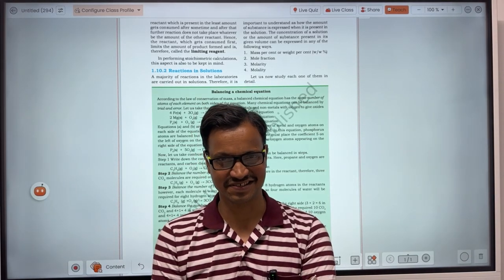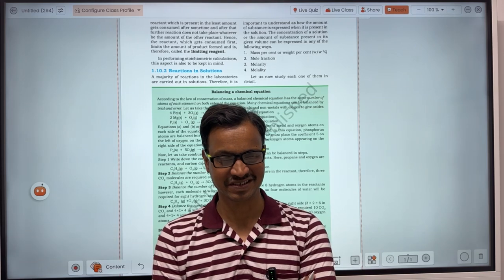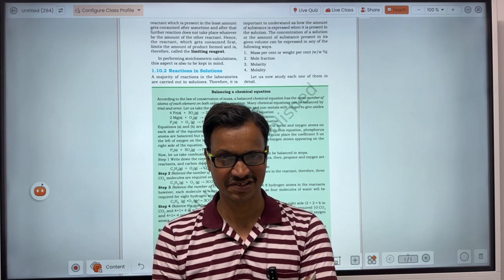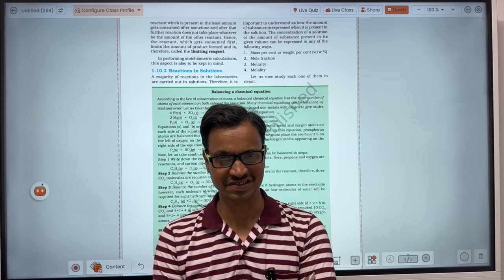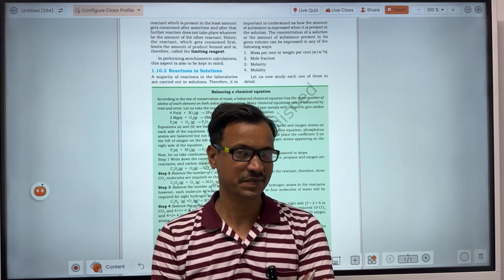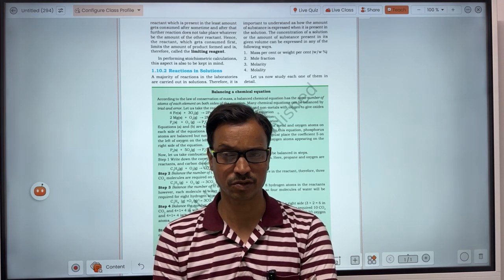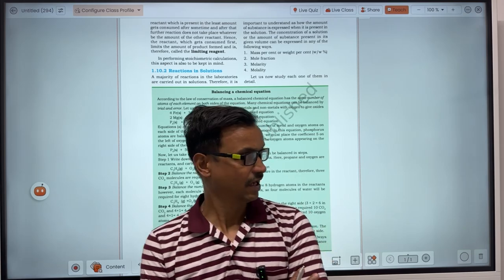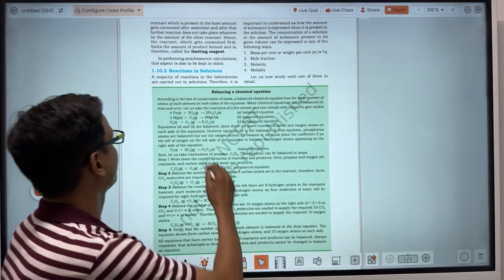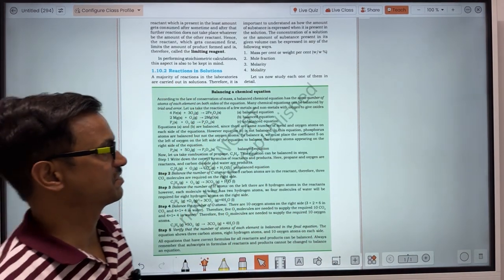In the last class, we discussed the limiting reagent during the discussion of stoichiometric calculation, and we also solved one question. Then after that, we will discuss how to solve different types of questions related to the stoichiometric coefficient, and then reactions in solutions.